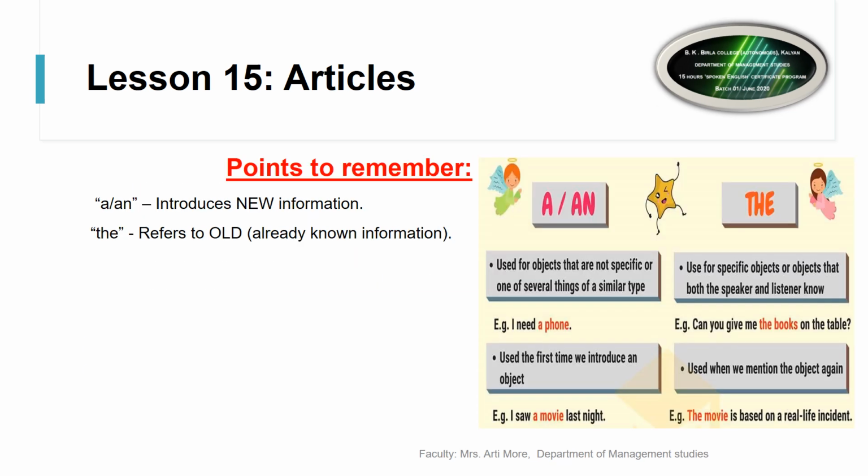So now let's summarize. A very important point to remember here is use a or an to introduce new information. Use the to refer to old information that is already known. Just have a look at this picture. A or an is used to introduce any noun for the first time. Example, I need a phone or I saw a movie last night. The is used because the speaker and listener are aware of the object. Example, can you give me the books on the table? The movie is based on a real life incident.